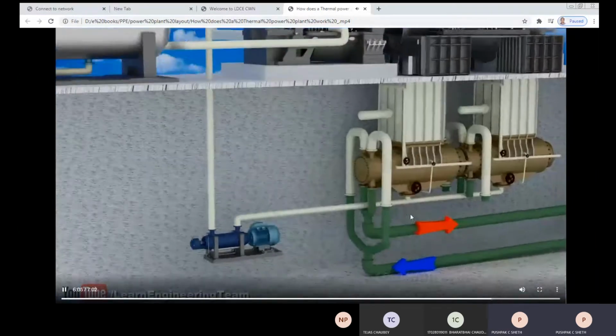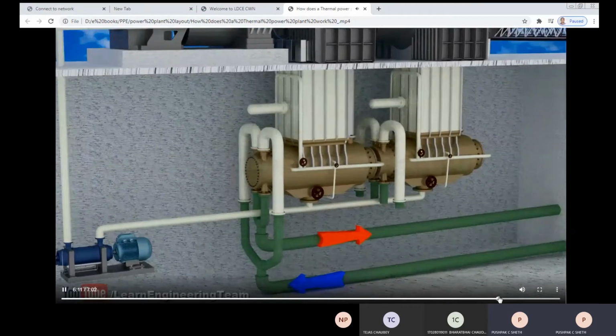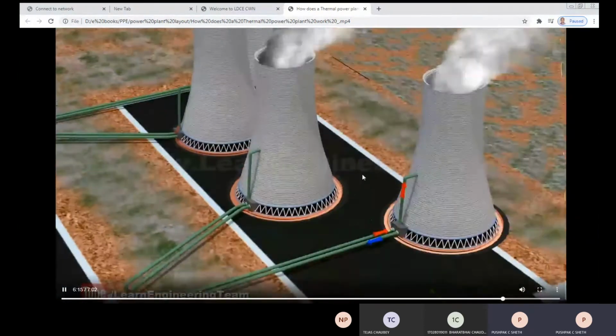Condenser, you can see this figure. Cold water is coming over here, and it passes through this condenser, then steam is condensed over here and converted into water, and in turn the cold water is converted into hot water, and that water is coming out, and that will go to the cooling tower, and again it will cool to almost atmospheric conditions.